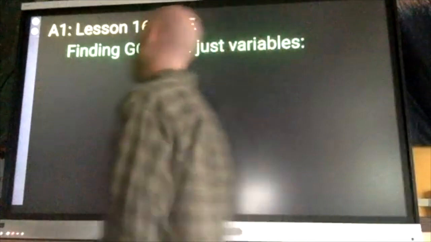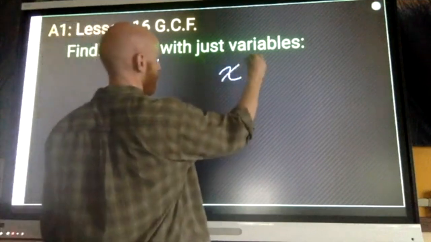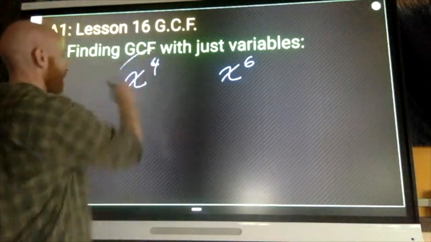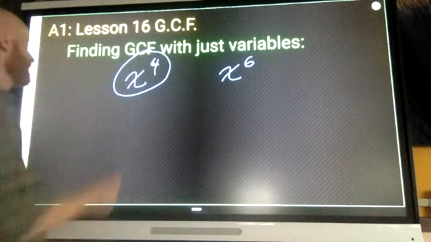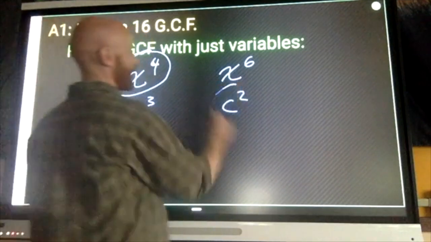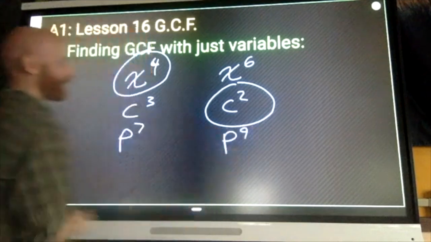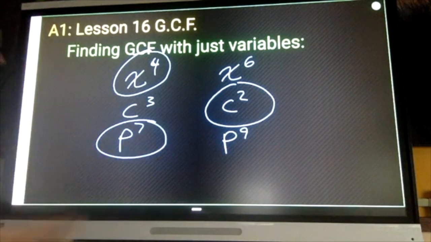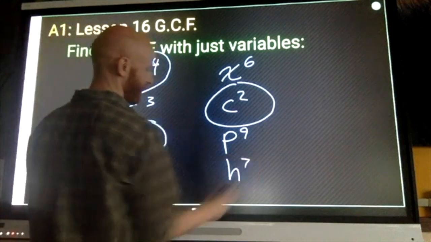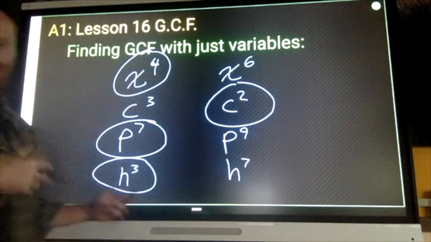All right. Finding GCF with just variables is actually a whole lot easier. X to the 4th, X to the 6th. The GCF of these is going to be X to the 4th. All right. C to the 3rd, C squared. The GCF of those will be C squared. P to the 7th, P to the 9th. GCF of these will be P to the 7th. H to the 3rd, H to the 7th. The GCF of those will be H to the 3rd.